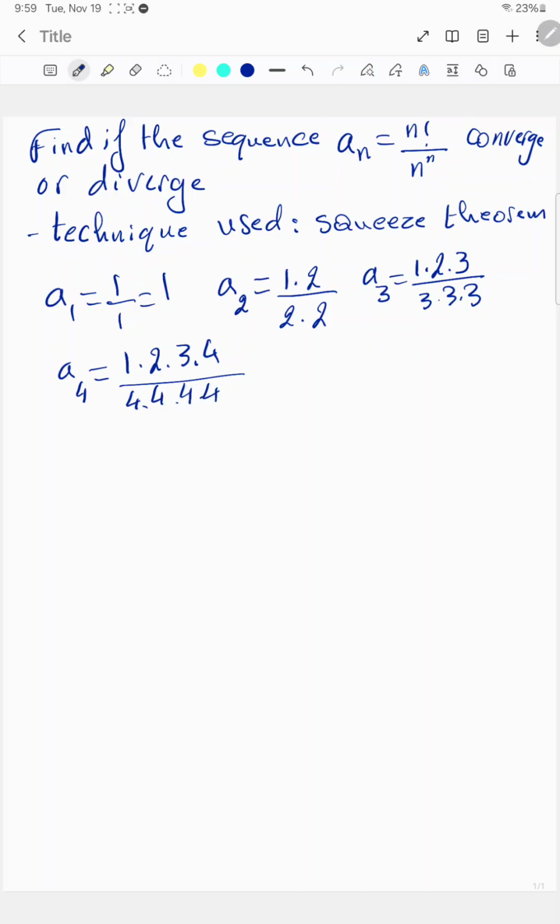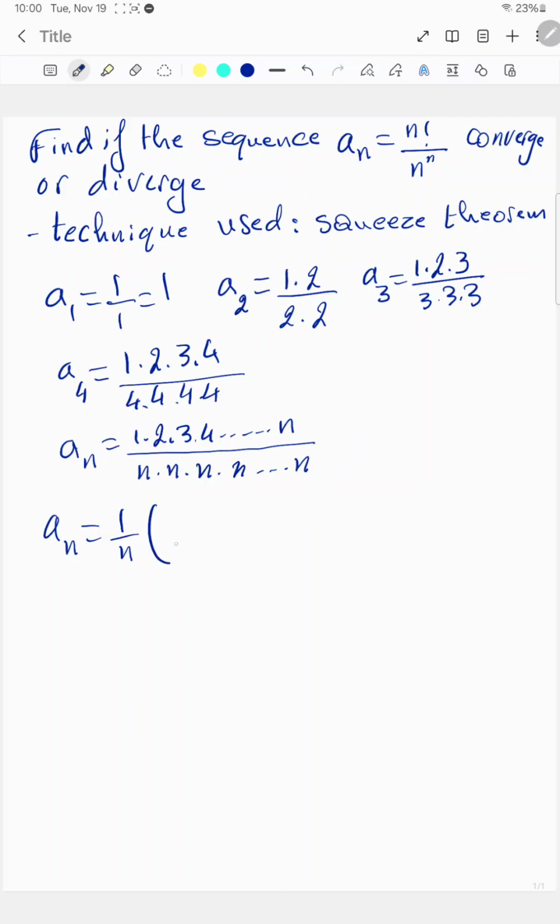So I can have my general term a_n equal to 1 times 2 times 3 times 4 times till n, but I have to divide it by n times n times n times n. So from here I can see that I can factor out, first, 1 divided by n. I will have 2 times 3 times 4 divided by n times n.